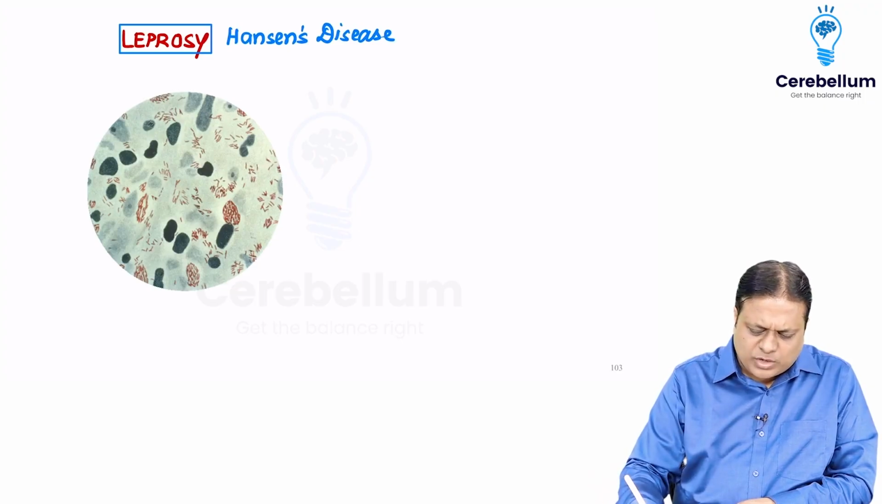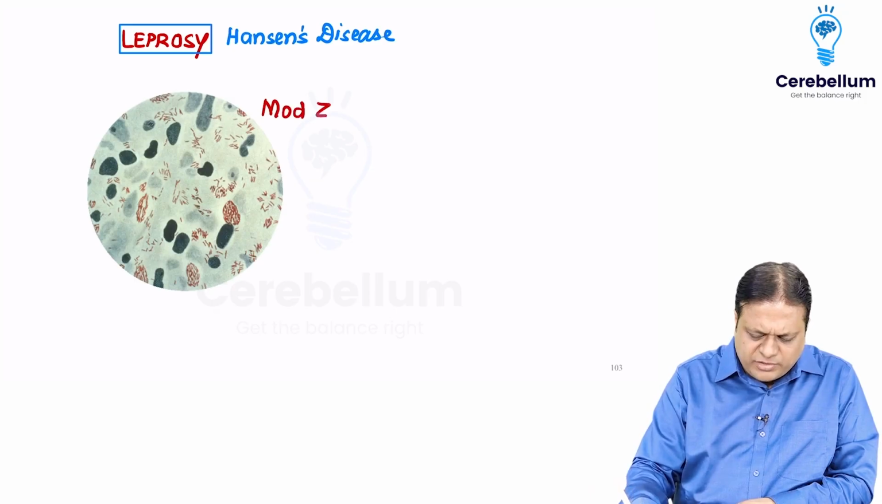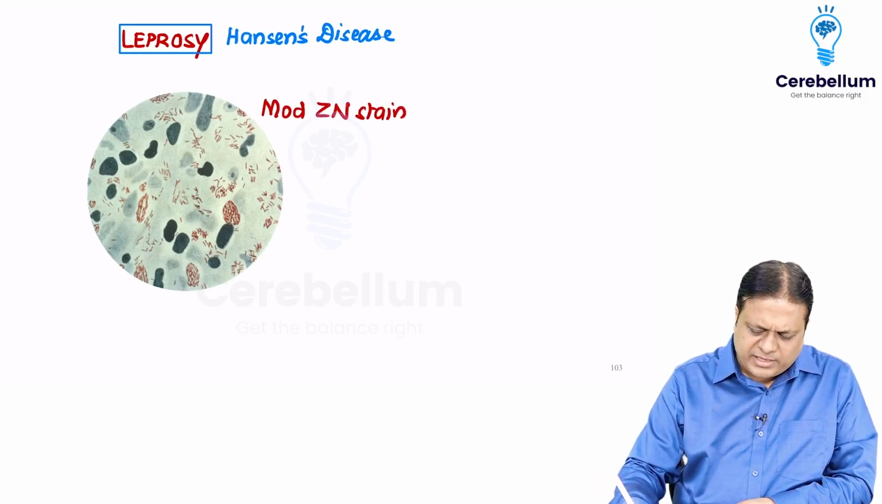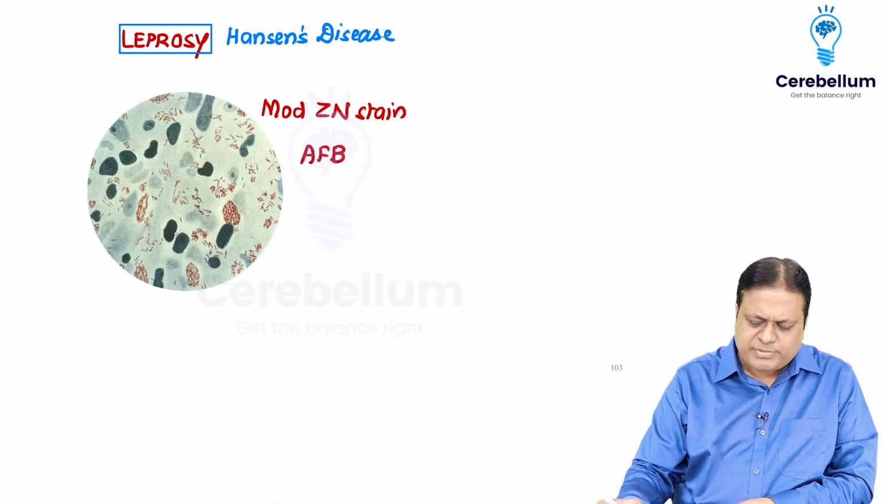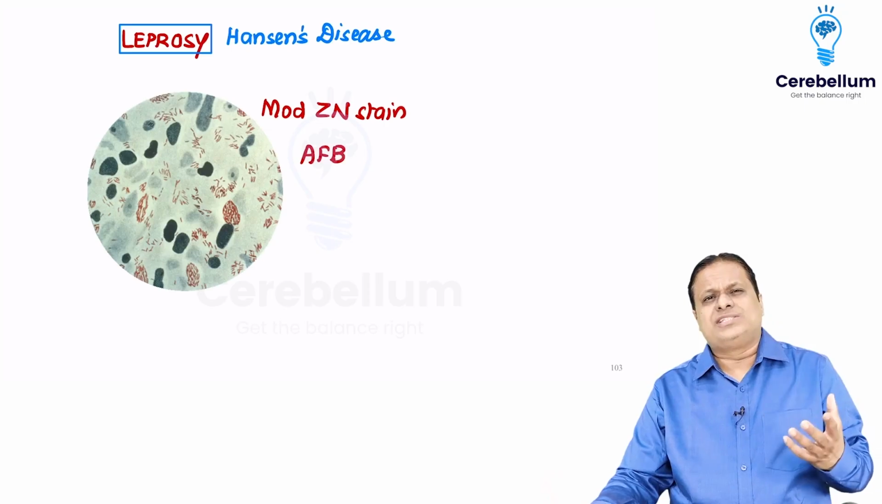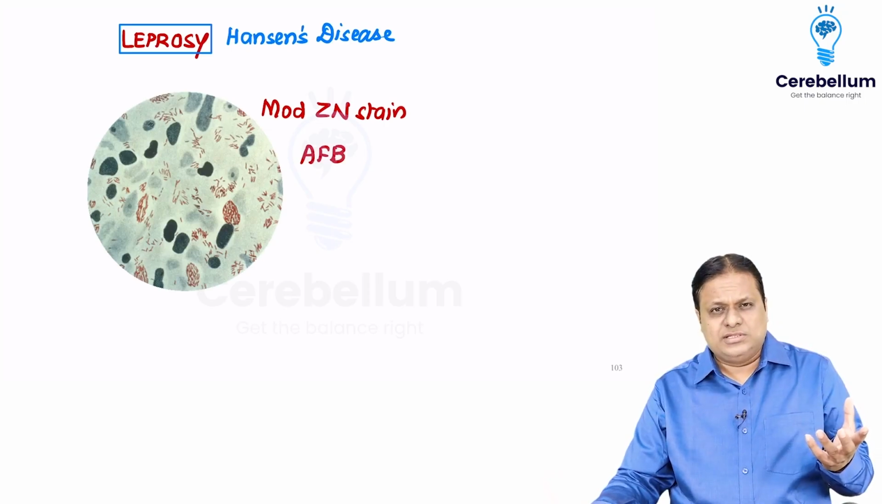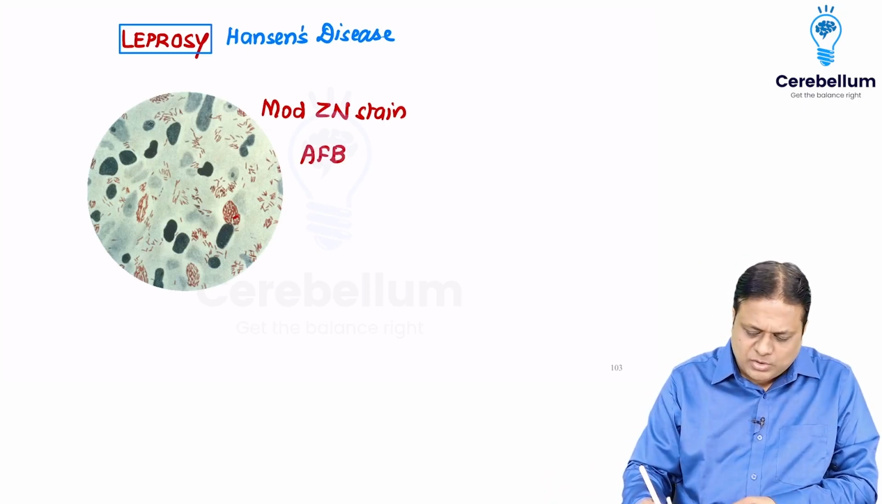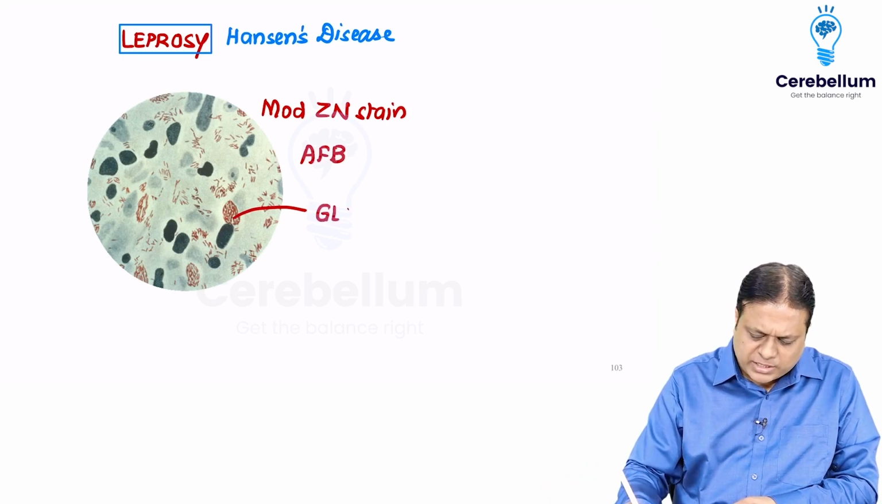This is modified ZN stain we use to identify red colored acid fast bacilli which are not single like tuberculosis. They are in groups known as clumps or globi.